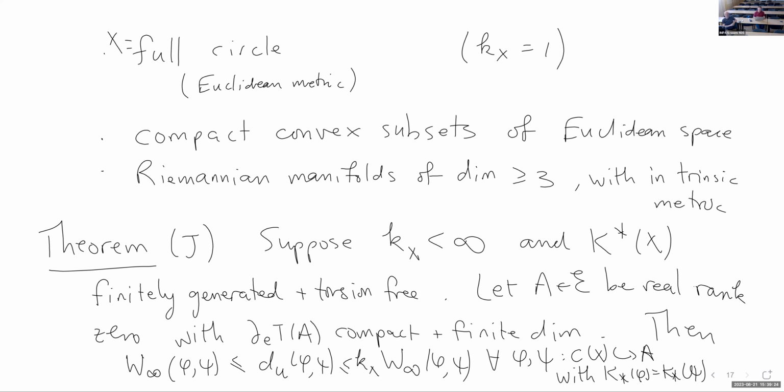A UHF algebra has a unique trace. Okay, it's just one point. Or, for example, if I take C(X), the trace space is the space of measures on X. The extremal boundary is just the point evaluations, so it's compact if the space is compact. In this case, the extremal boundary is just homeomorphic to X. Yes, so it's compact.